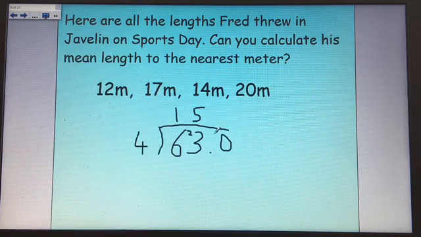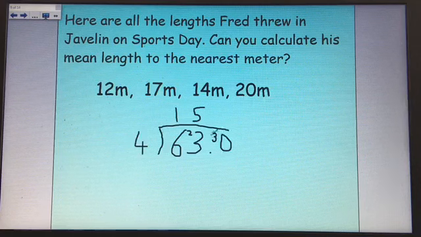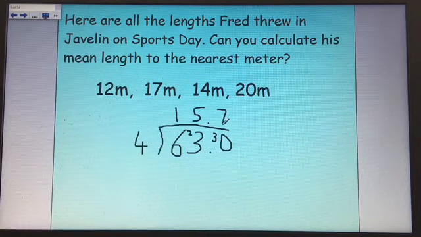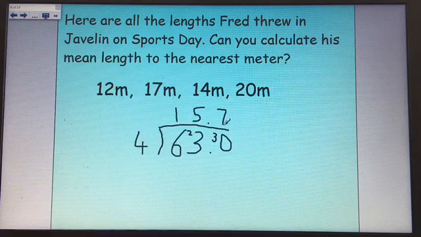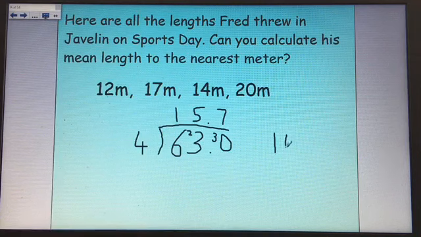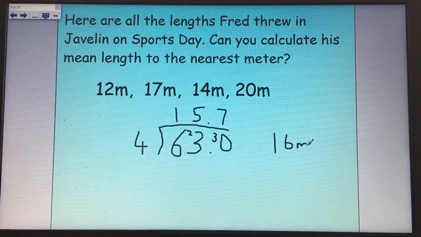4s into 30 go 7 times. 4 7s are 28 and 2 left over. I don't need to go any further because I want it to the nearest metre. So if I'm rounding to the nearest metre, I look at the number after the decimal point, which is 7. Because it's a 5 or above, we're going to round it up. So his mean score to the nearest metre is 16 metres.